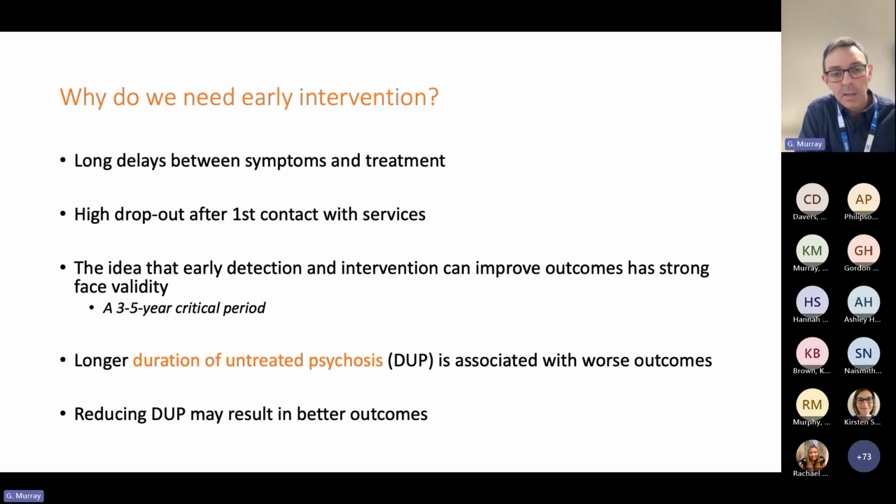At the time when EIP services were being set up, there was a lot of focus on this 3 to 5 year critical period. If you can really get things right from the start, that sets a firm foundation for the future. So that has strong face validity. A longer DUP is associated with a worse outcome, and so the idea is that reducing the duration of untreated psychosis can result in better outcomes.